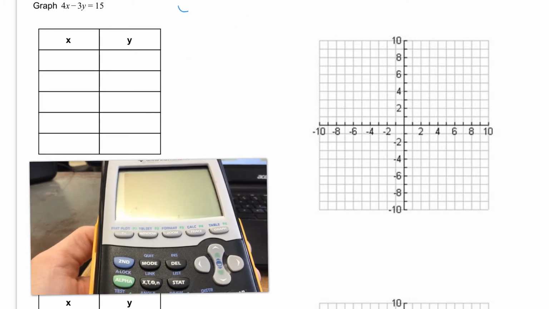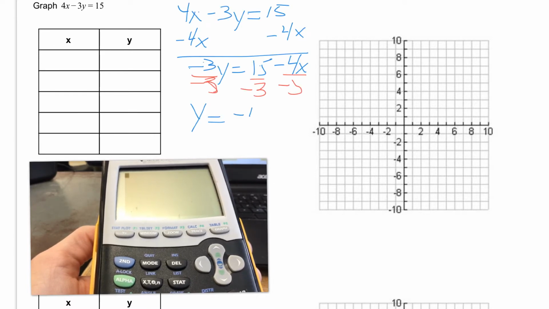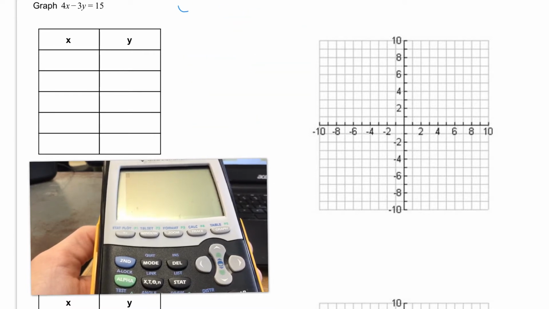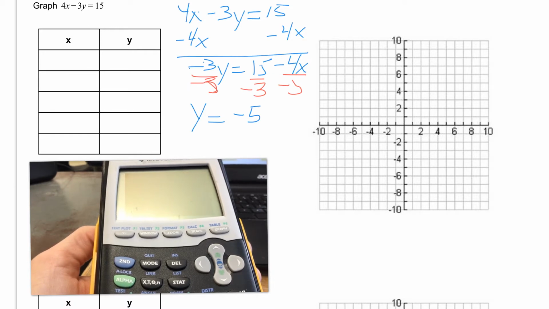And if I do that, I get y equals 15 divided by negative 3 is negative 5. And a negative divided by a negative will make that a positive 4 over 3 times x.